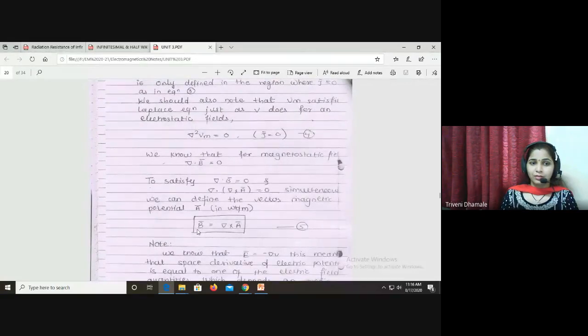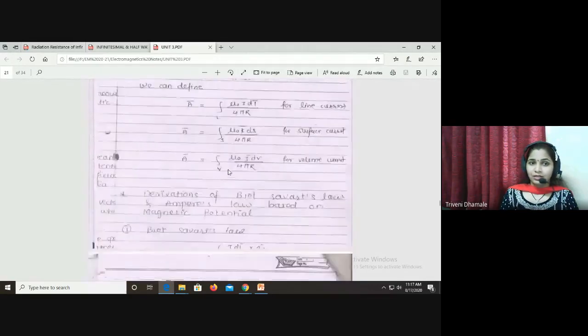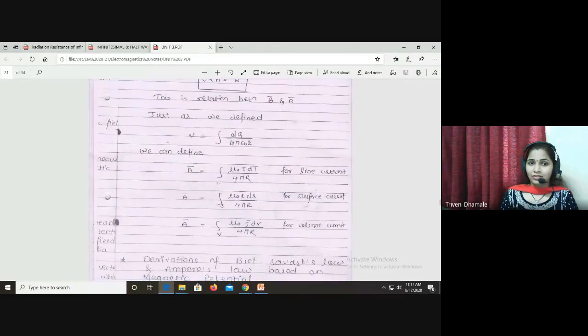This is the B bar is equal to del cross A bar. This is the vector magnetic potential, and for this using A bar we have the formula A bar is equal to for line current mu 0 I dl bar divided by 4 pi r.